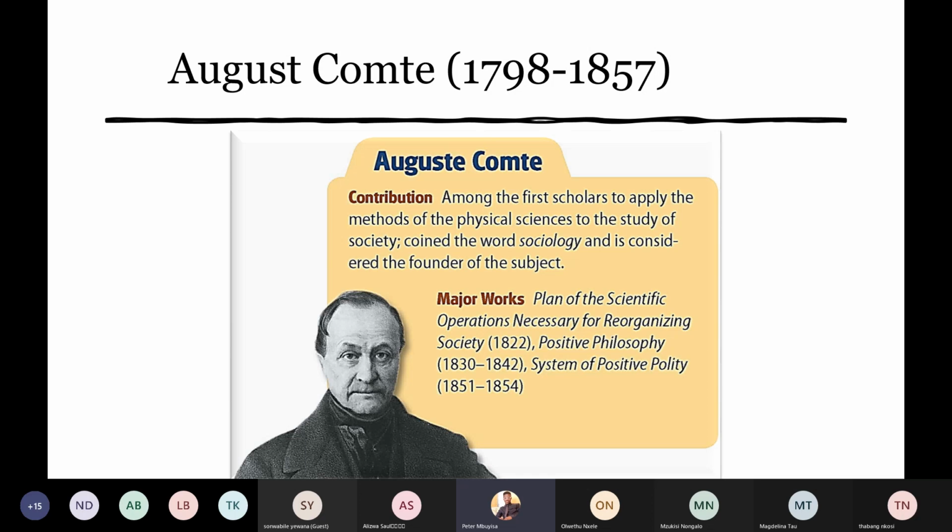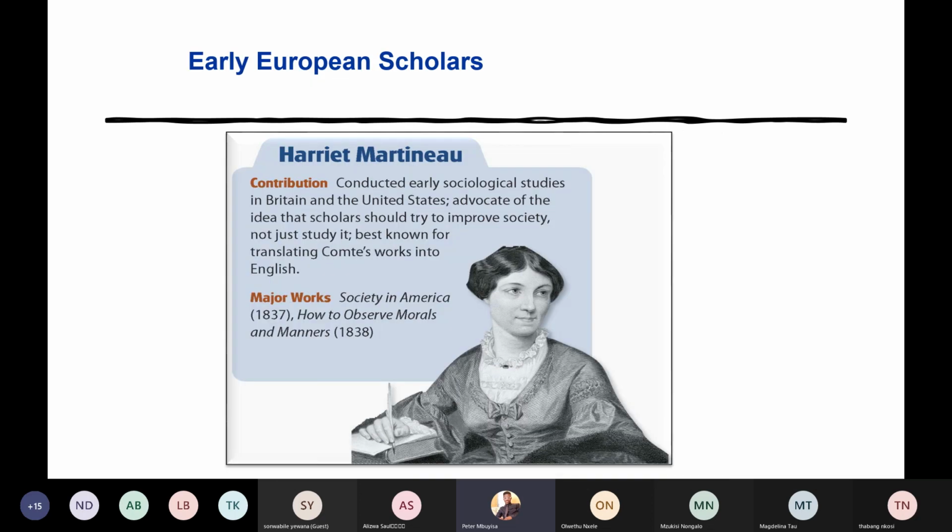And then we also have the book Systems of Positive Polity, which builds up on the ideas on positivism by Auguste Comte. And the next, or rather the last, lady we talk about is Harriet Martineau. Her contributions are largely felt in Britain and the United States, and she was a scholar who advocated for the idea that we should try to improve society and not just study it.